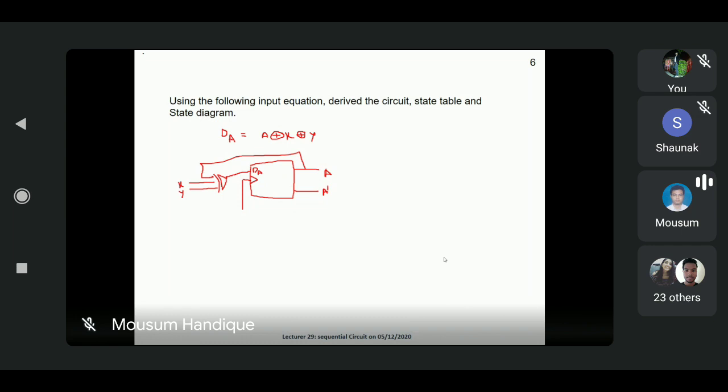When we are constructing the state table, we have 4 variables. A for present state, X and Y are the inputs, and what? Why are there 4 variables? Because based on the equation, we have only 3 variables: A, X, Y.